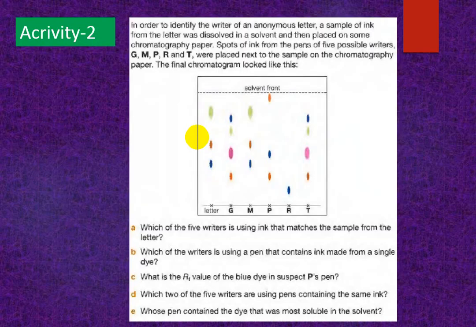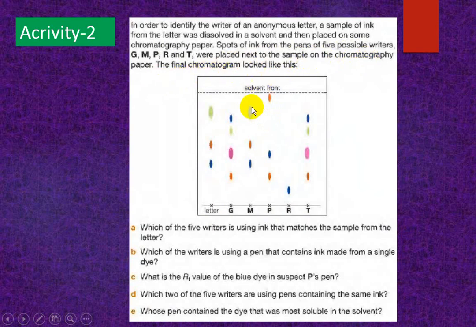Now activity 2. In order to identify the writer of an anonymous letter, a sample of ink from the letter was dissolved in a solvent and then placed on chromatography paper. Spots of ink from the pens of five possible writers, G, M, P, R and T, were placed next to the sample on the chromatography paper.